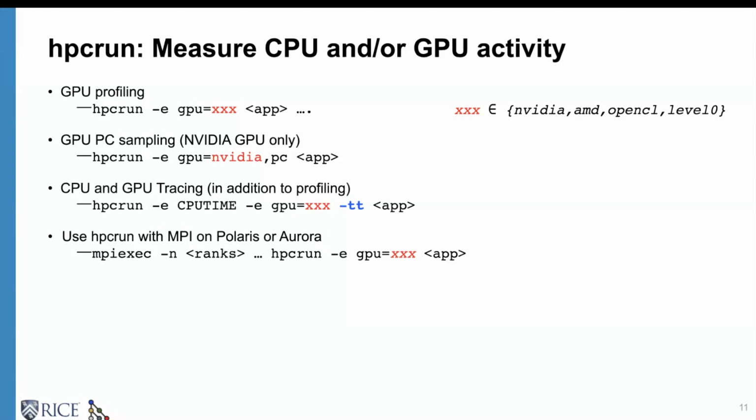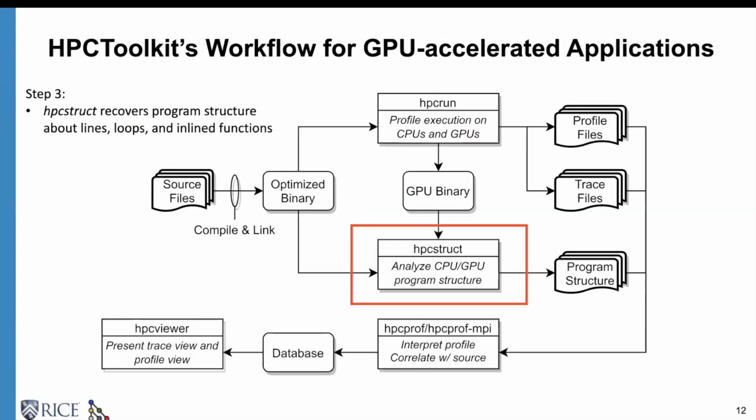And so that's it for measurement. Basically, there's a couple of knobs where you specify the things that you want to collect here, but it's all done with the command line arguments. So the next thing is HPCStruct.